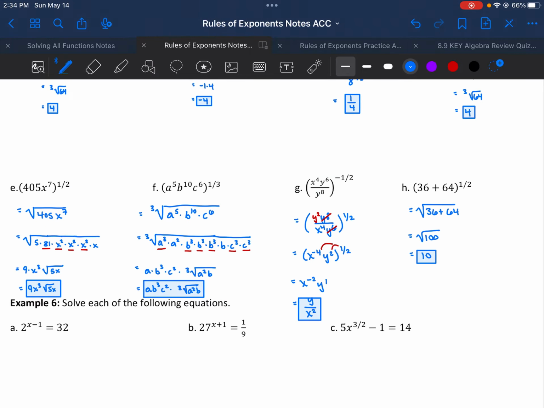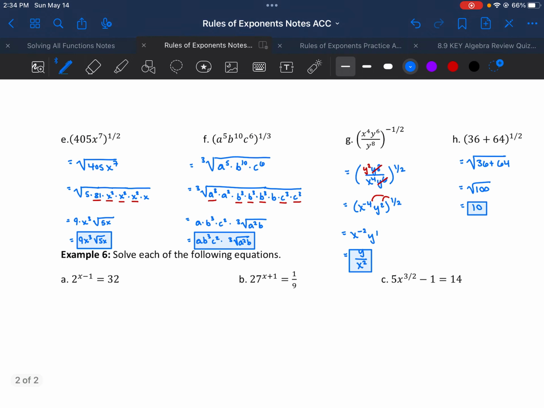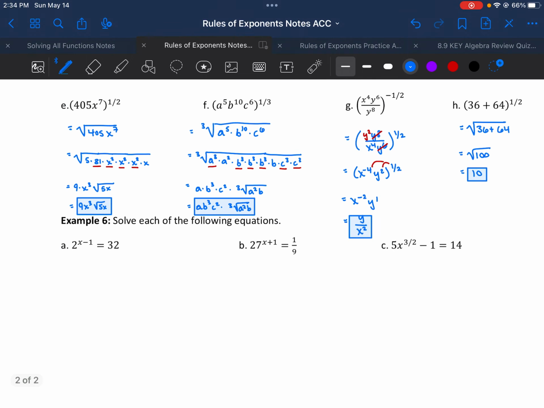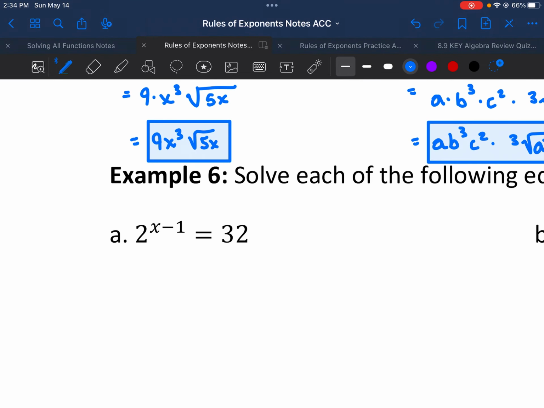All right, one more type of problem that we want to talk about is actually solving equations involving exponents, okay? So when we are solving equations involving exponents, the goal is we want to try to get each side to have the same base. So right now, in example 6a, the base of the left side is a 2, but the base of the right side is a 32. It's 32 to the 1st power.